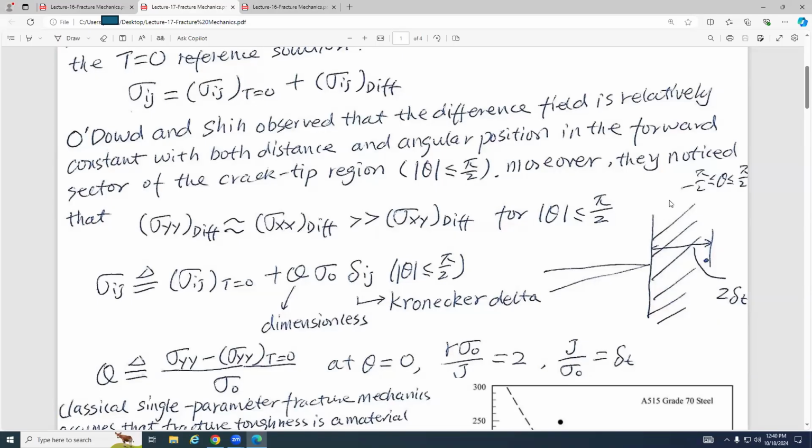Sigma xy is a shear stress, right? So that's the reason I can use this one. Sigma ij, when i equals j, is normal stress. When i is not equal to j, it is shear stress. Right, guys?